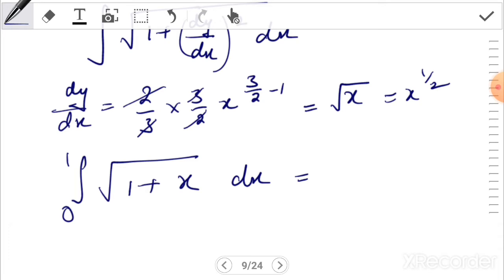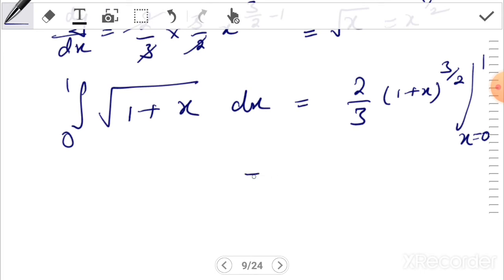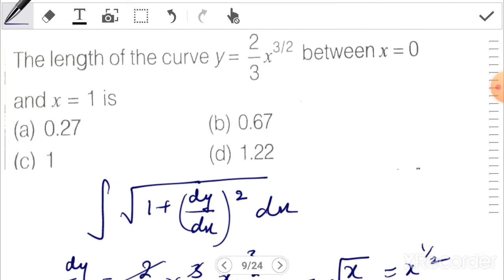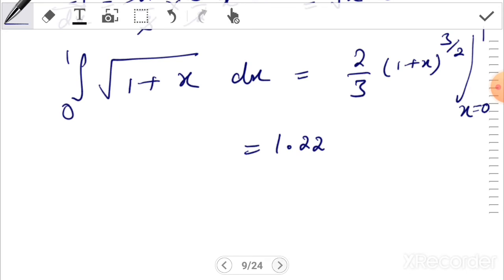Now find out the integration. So this will be 2 by 3, 1 plus x to the power 3 by 2, x varies from 0 to 1. Answer will be 1.22. Yes. Right? Next problem.